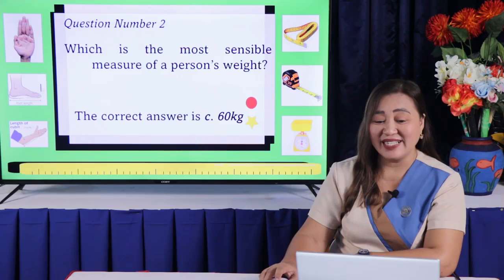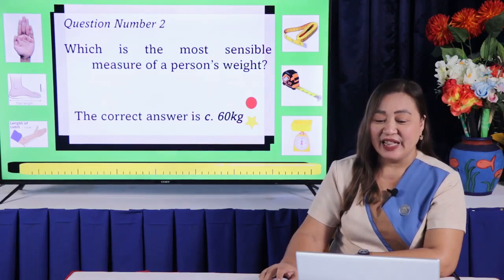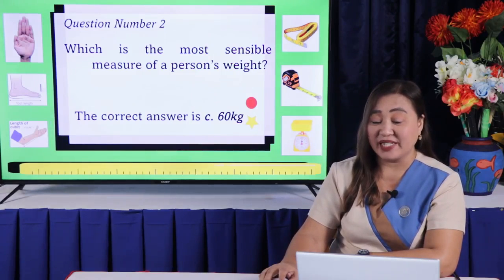The correct answer is C. 60 kilograms. Good job, students! Now let us proceed with the lesson right away.